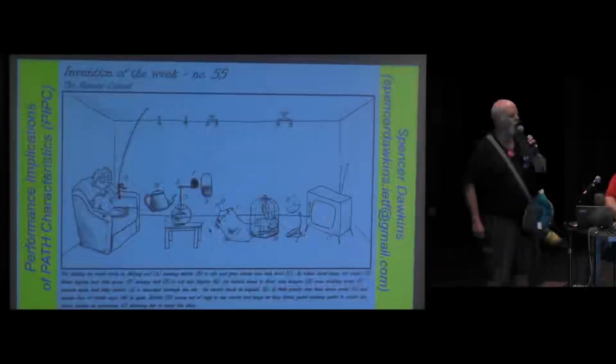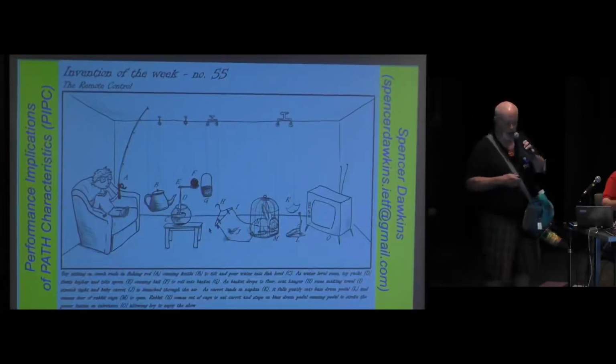So Spencer Dawkins, and talking a little bit about performance implication of path characteristics. This is a Rube Goldberg machine, which actually turns out to be a pretty good implementation of what I think a lot of network paths look like these days.